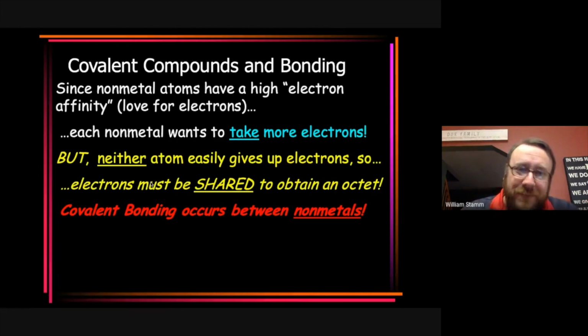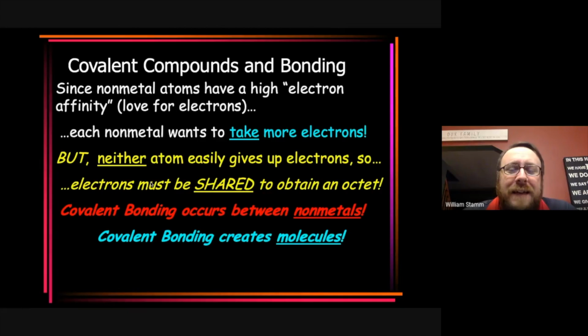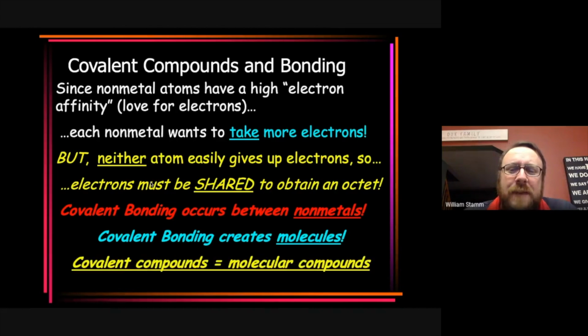So, big point here: covalent bonding only occurs between non-metals. We will not see any metals in any of these compounds that we look at. A word that we often use for any compound formed by covalent bonding is a molecule. You may have heard that word before, but we only use the word molecule to describe a compound formed by covalent bonding. Ionic bonds are not called molecules, so don't do that. Only call covalently bonded compounds molecules. So covalent compounds are molecular compounds for the most part.